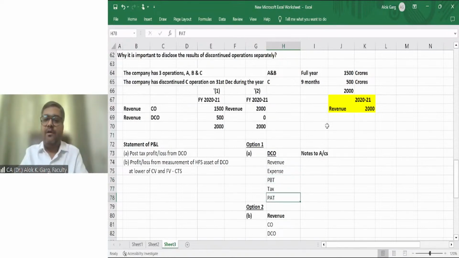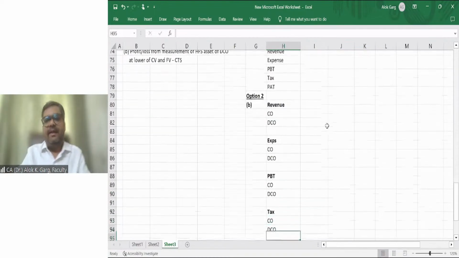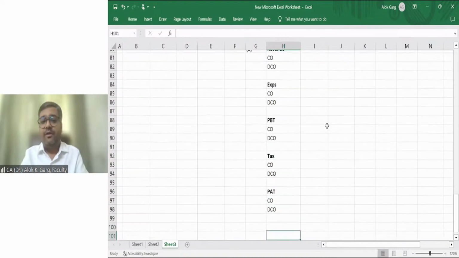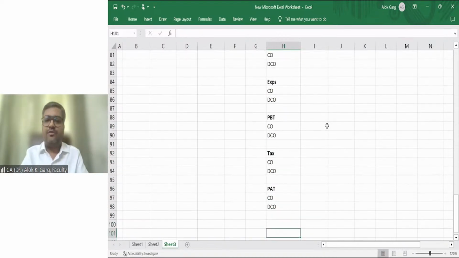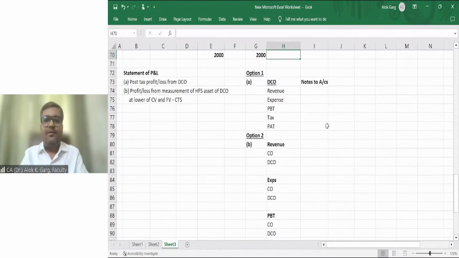That is one option. Option number two, each and every line item in the P&L, the company will show separately. Revenue, continuing operation, discontinued operation, expenses, continuing, discontinued, tax, continuing operation, discontinued operation, PAT, continuing operation, discontinued operation. Which option do you prefer most, option number one or option number two?